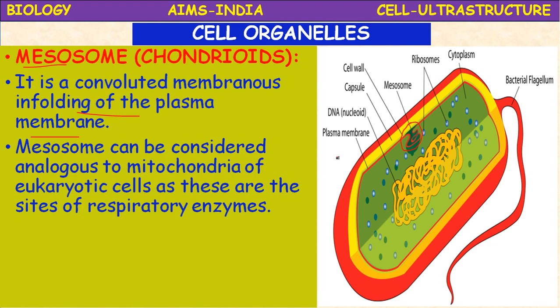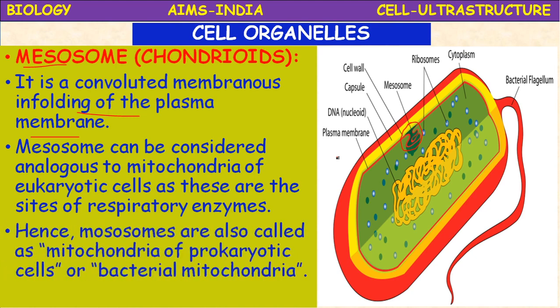The mesosomes can be considered analogous to mitochondria of eukaryotic cells. Mitochondria are present in eukaryotic cells as the sites of respiratory enzymes. What is the function of mitochondria? We have studied production of energy. That's why it is called the powerhouse of the cell. Analogous means the function of mesosome is similar to mitochondria. As mitochondria are absent in prokaryotic cells like bacteria, the plasma membrane forms the mesosomes to fulfill the production of energy. Hence, the mesosomes are also called the mitochondria of prokaryotic cell.